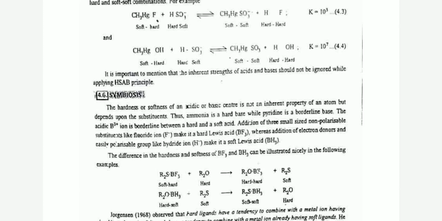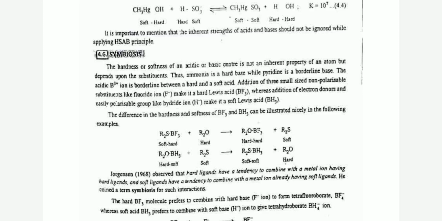It is important to mention that the inherent strength of acids and bases should not be ignored while applying the HSAB principle. Article 4.6: Symbiosis. The hardness or softness of an acidic or basic center is not an inherent property of an atom but depends upon the substituents. Thus, ammonia is a hard base while pyridine is a borderline base.